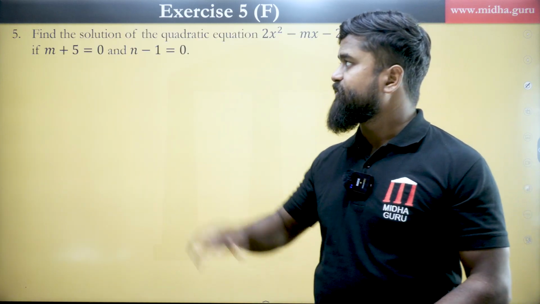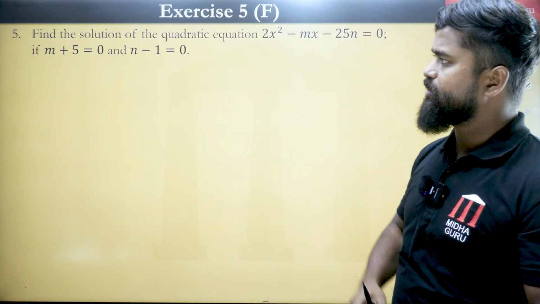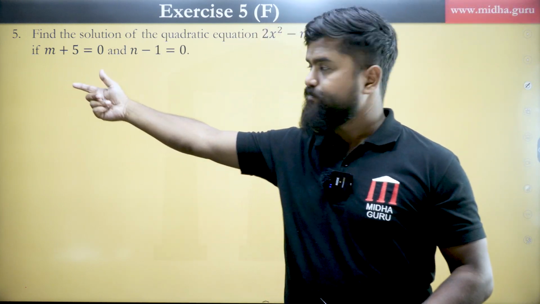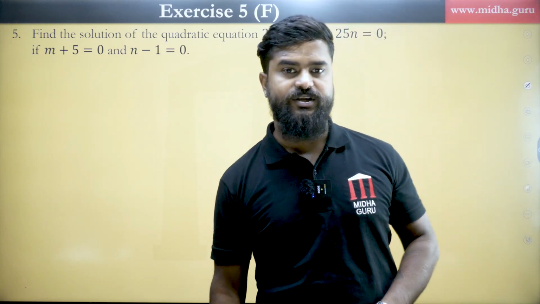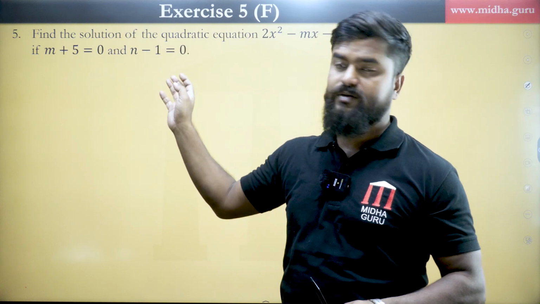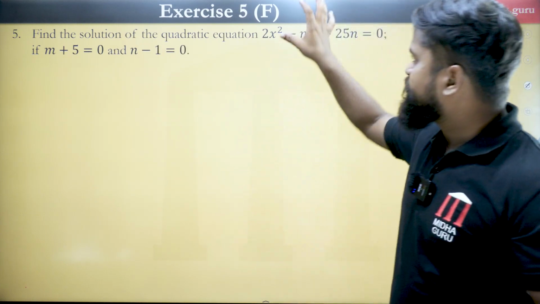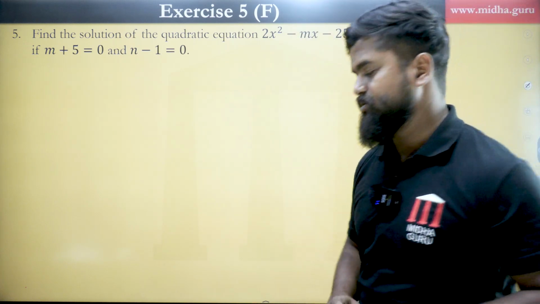Now the next question says, find the solutions of the quadratic equation 2x square minus mx minus 25n is equal to 0 if m plus 5 is equal to 0 and n minus 1 is equal to 0. So these two statements, m plus 5 is equal to 0 and n minus 1 is equal to 0, we'll use to find the values of m and n. We'll substitute it in this equation and then we will find the solutions.